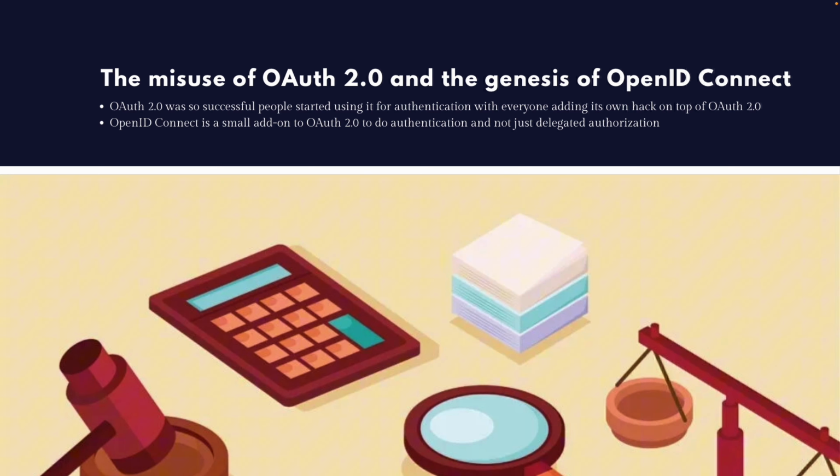So OpenID Connect is not a protocol on its own. Actually, it's just a small add-on on the OAuth 2.0 standard, and it specifies how to do authentication on top of OAuth 2.0. So with OpenID Connect, we now have the ability to do delegated authorization, but also to authenticate users. And it adds an ID token. So with OAuth 2.0, we only had an access token. Now we also can get an ID token with OpenID Connect, and this ID token is a JWT.